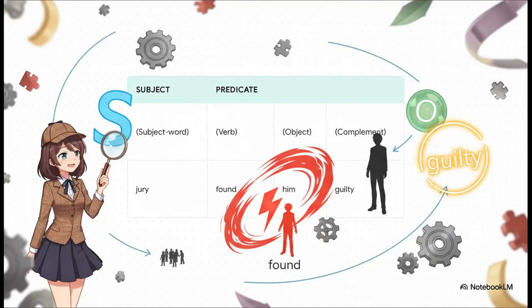Okay, let's run a slightly tougher sentence through our 3-step plan. The jury found him guilty. Step 1, find the verb. It's found. Step 2, who or what found? The jury. That's our subject. Step 3, they found whom? Him. That's our object. But wait, is the thought complete? The jury found him? Not quite. They found him what? Guilty. Guilty is describing the object, him, so that makes it a complement. See how all the pieces just click into place?